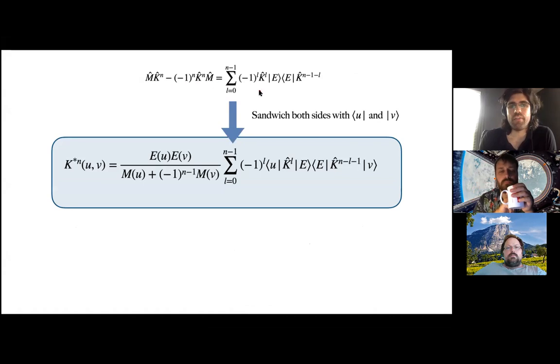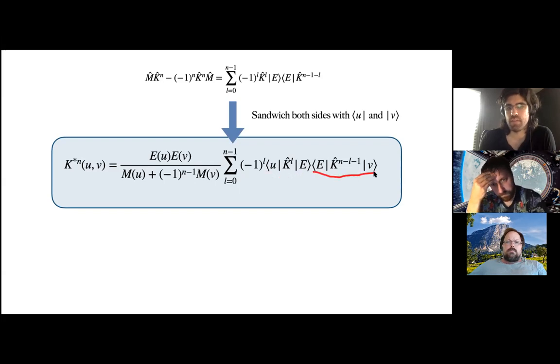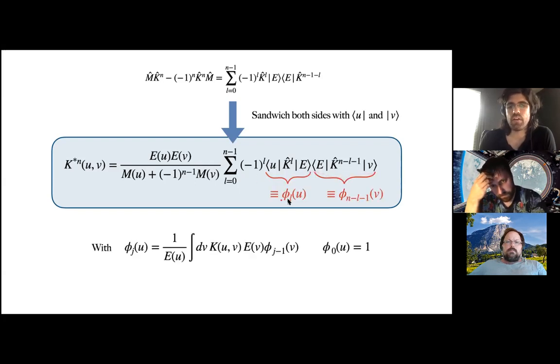Now, once I have this relation, I can sandwich this on both sides by U and V. And so you see, if I sandwich here by U and V, then I get a relation for the kernel K to the n related to smaller powers of K to the l and K to the n minus l minus 1. So these are some matrix elements. These are some scalar functions that I will call phi of l of U, phi of n minus l of E.